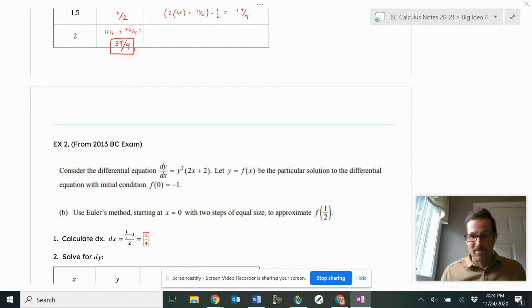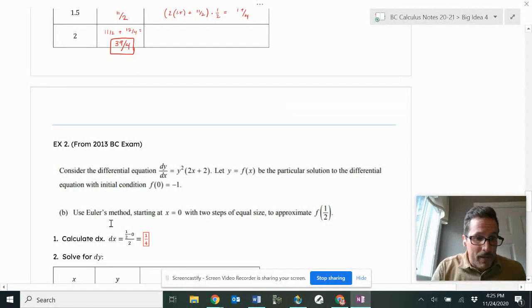So what do we need to know? We need to know what the initial condition is. Okay, that's (0, -1). We need to know what the slope is. We need to know what the differential equation is, which, okay, that's dy/dx equals y squared times (2x plus 2). And then we need to know where we want to get.